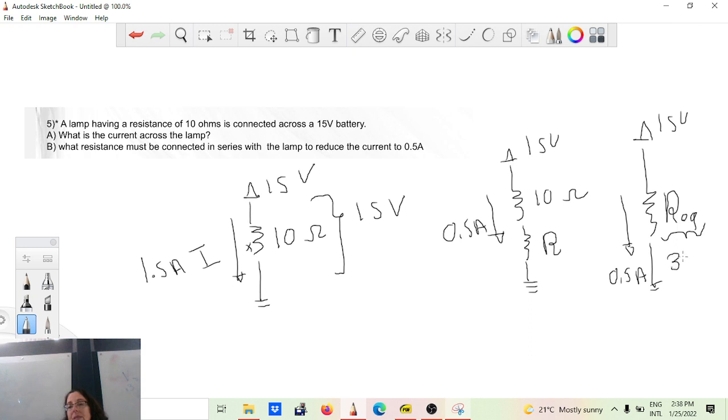So you want to have a 30 ohms resistance here to get 0.5 because 0.5 times 30 is 15. You already have 10. So the way to achieve that is to have a 20 ohm resistance there. Okay? You see how it works? Now you can find the voltage drop. The voltage drop here is going to be 10 times 0.5, that will be 5 volt. So the voltage drop here is going to be 10 volt.